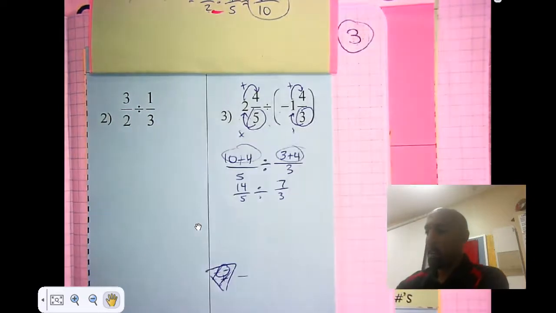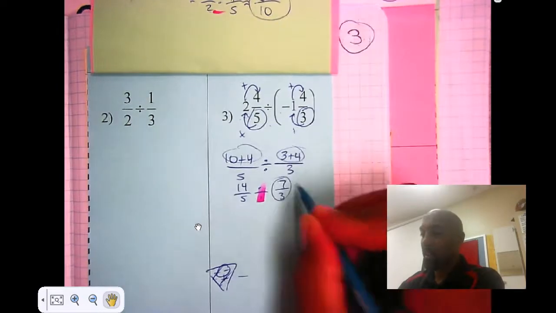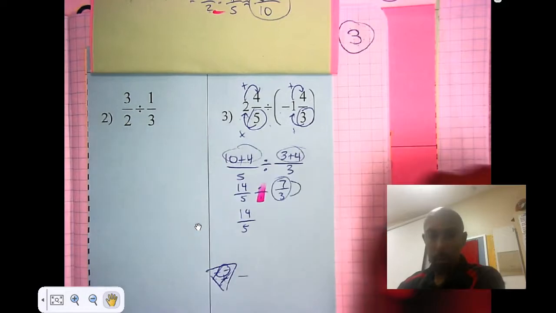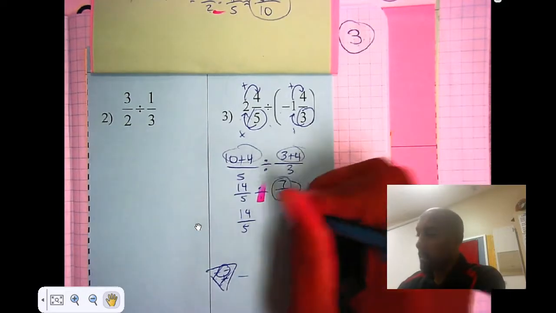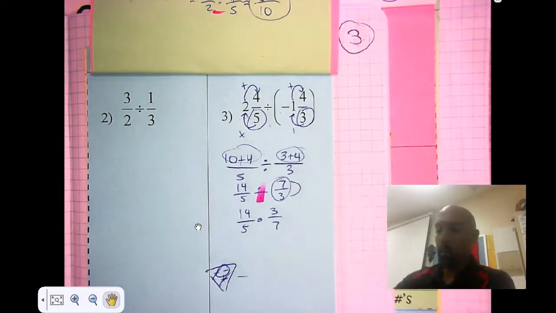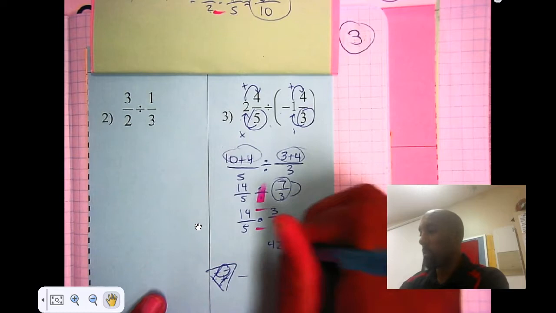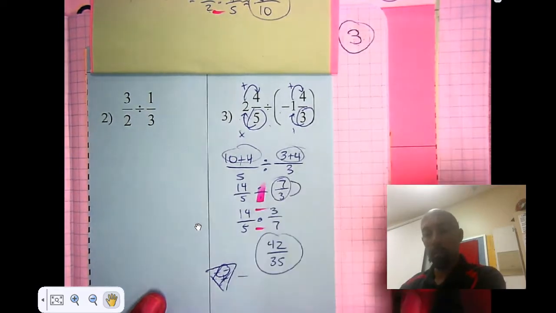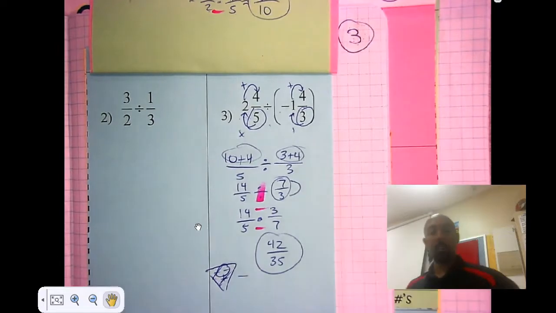But now look, I've got divide. So that means I need to take this number and flip it first. Okay, so the 3 goes to the top, 7 to the bottom, and now we multiply. Now I go across, 42 over 35. Done.